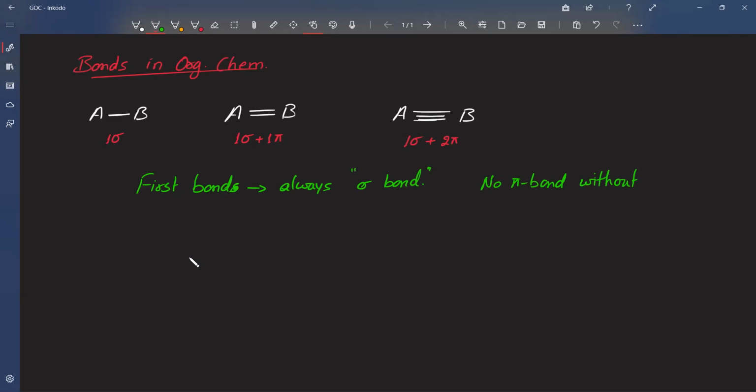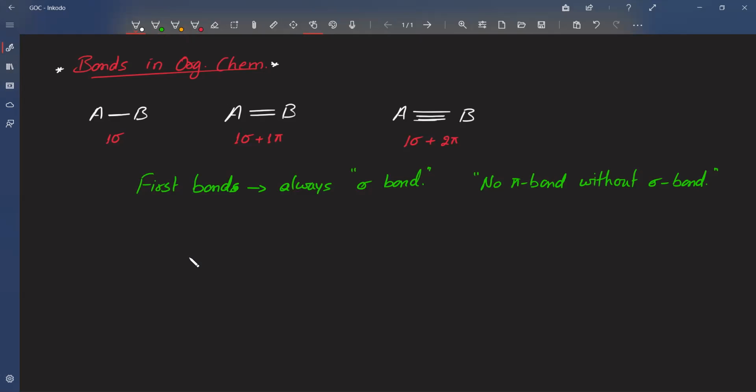So there is no pi bond without an existing sigma bond. This is the basic of chemical bonding which you must have studied, right? So based on this knowledge of bonds which we have seen, right?